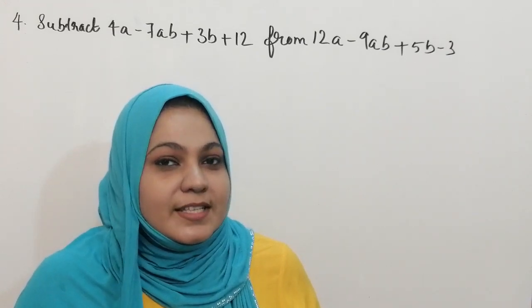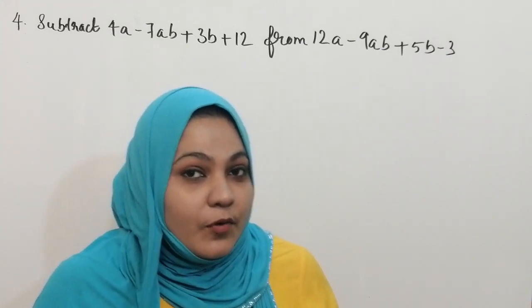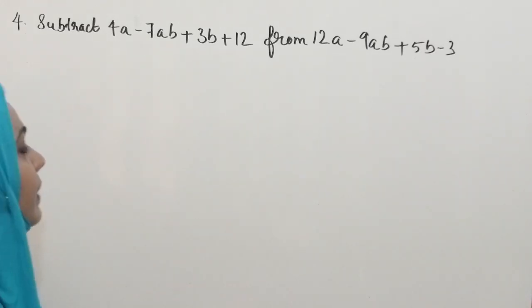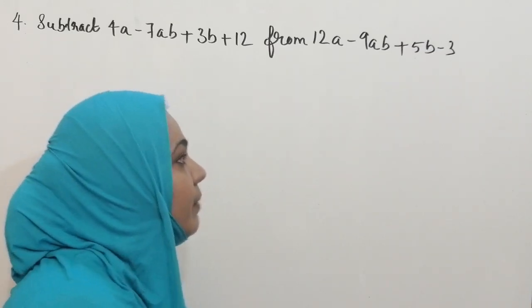We have finished 3 questions of exercise 9.1. So today we are discussing question number 4. So this is our question. Subtract 4a minus 7ab plus 3b plus 12 from 12a minus 9ab plus 5b minus 3.